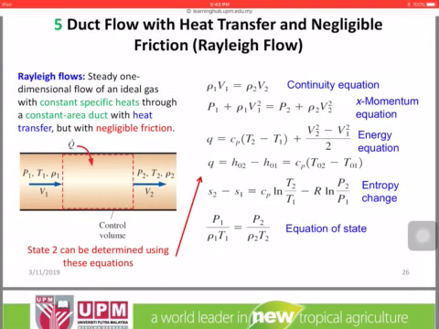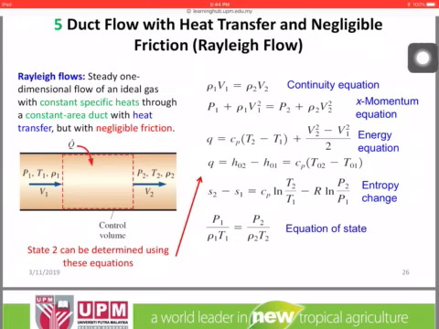Okay, what is Rayleigh flow? Rayleigh flow is steady one-dimensional flow of an ideal gas with constant specific heat through a constant area duct. Okay, this is a constant area duct with heat transfer but with negligible friction. So we consider only heat transfer but no friction.